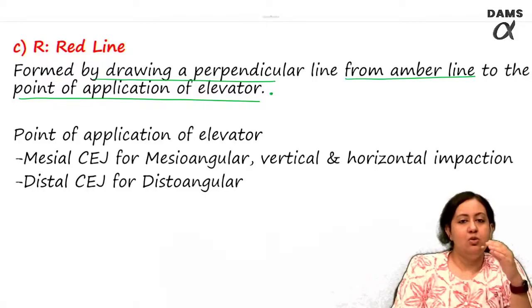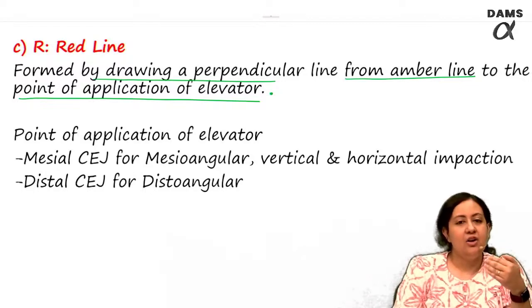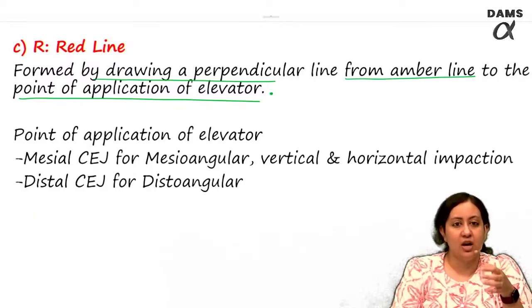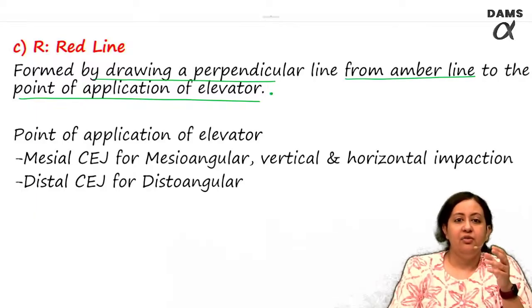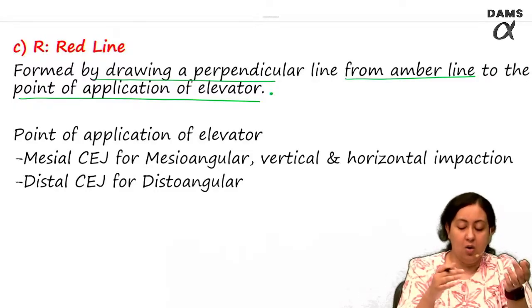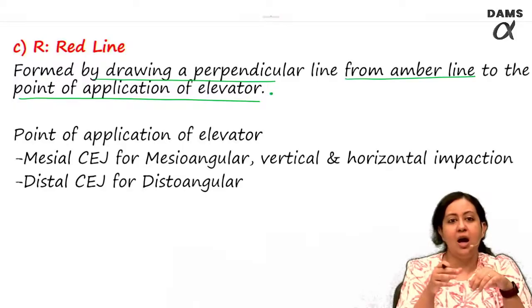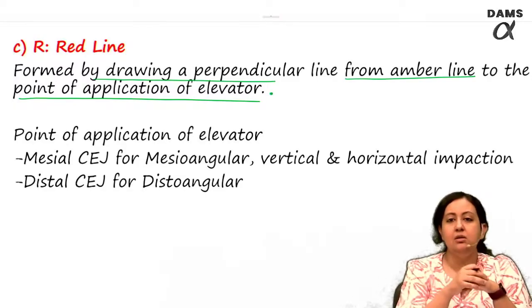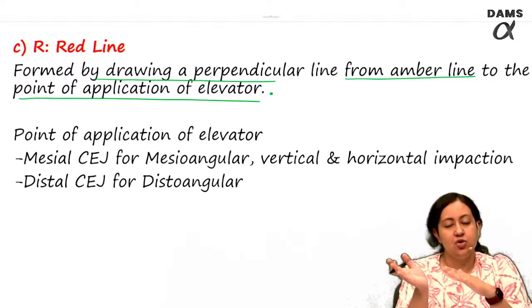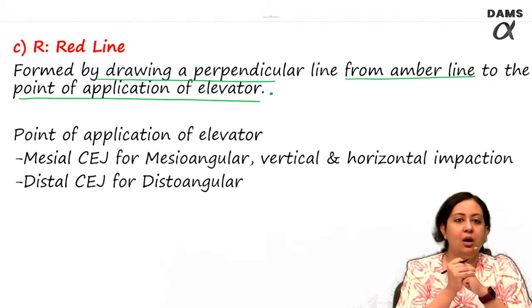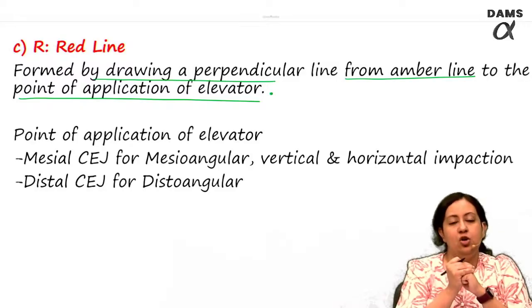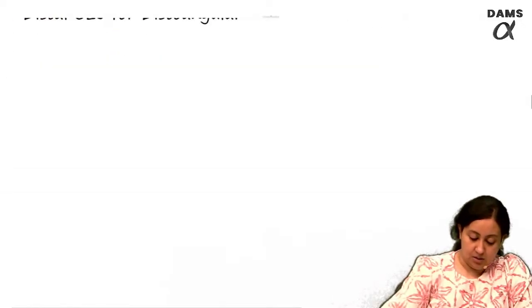So basically, when you look at the radiograph, you will analyze where you are going to apply your elevator, the point of application of your elevator. Now, if it is a mesioangular, vertical or a horizontal impaction, your point of application will be the mesial cemento-enamel junction, and if it's a distoangular impaction, then your point of application of elevator would be the distal cemento-enamel junction. Let me draw this so that you all can understand better, and in this diagram I'm going to draw all the three lines together.